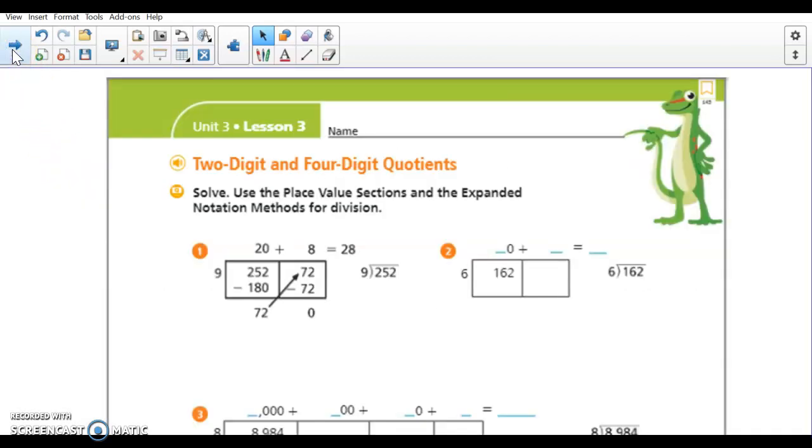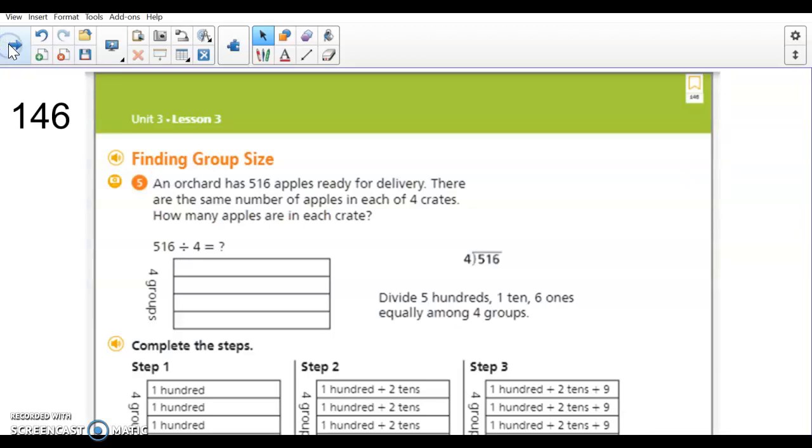We can look at that on page 146 in a similar way. Oh, we're going to skip this page. Now, this is a different problem, but we want to go by place value and look at place value within these rectangles. So let's look at problem number 5 on 146. It says, an orchard has 516 apples ready for delivery. There are the same number of apples in each of 4 crates. How many apples are in each crate?